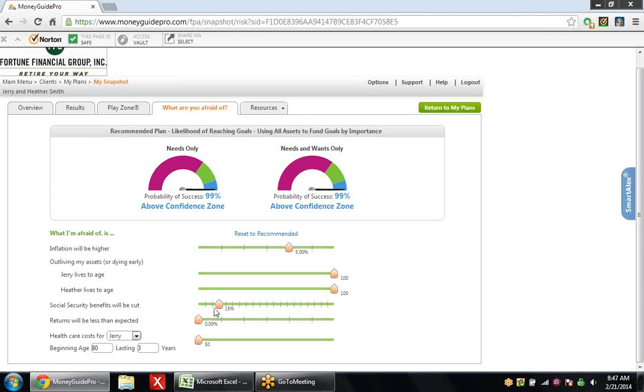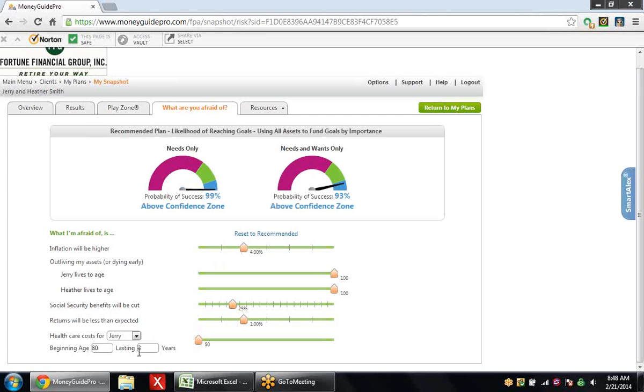That's good to know. What happens if my Social Security benefits are cut? And maybe they're not cut, but maybe I'm taxed on them more than I had planned on being. So you can include that. You can say, what happens if my returns are less than expected? By moving this, you can play with these different numbers, and all of a sudden, if my returns are down along with these other factors, my plan success ratio changes. So you can play with these numbers as much as you'd like.